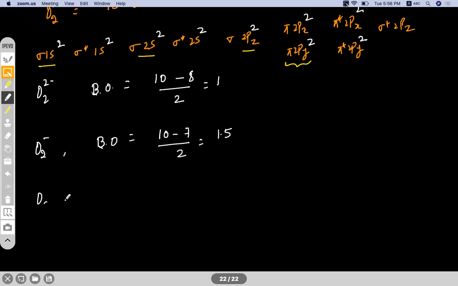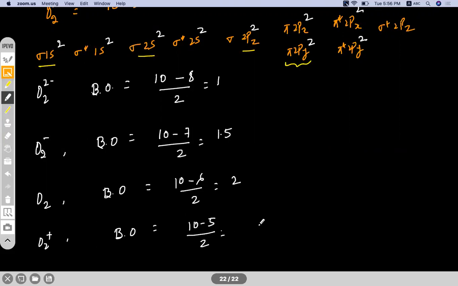Again, we have O2, it has 16 electrons. So the bond order is 10 minus 6 divided by 2, that is 2. And O2 plus has 15 electrons, so the bond order is 10 minus 5 divided by 2, that is 2.5.